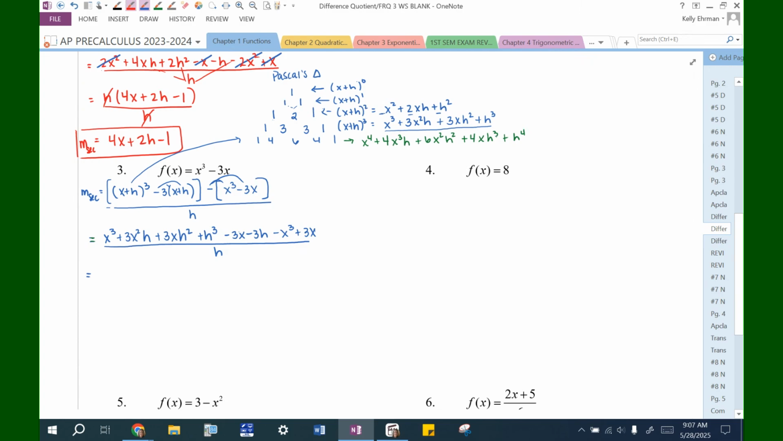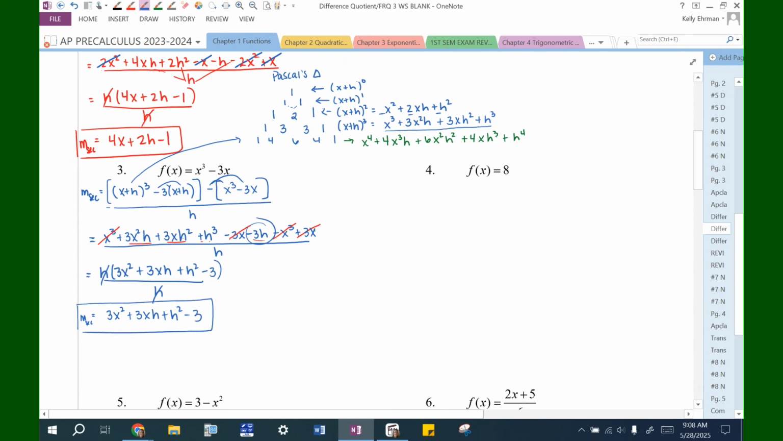Anything that doesn't have an h on it should cancel out somewhere. So positive x to the third minus x to the third, minus 3x plus 3x. Everything else has an h. And I can factor the h out again to cancel, or I could just go ahead and divide everything by h. It doesn't matter to me how you show the work. I just want you to understand what's happening. So you are allowed to divide every term. Oops, see, I almost lost track of one. I do that sometimes. So you are allowed to divide everything by h, but our final answer should be 3x squared plus 3xh plus h squared minus 3.